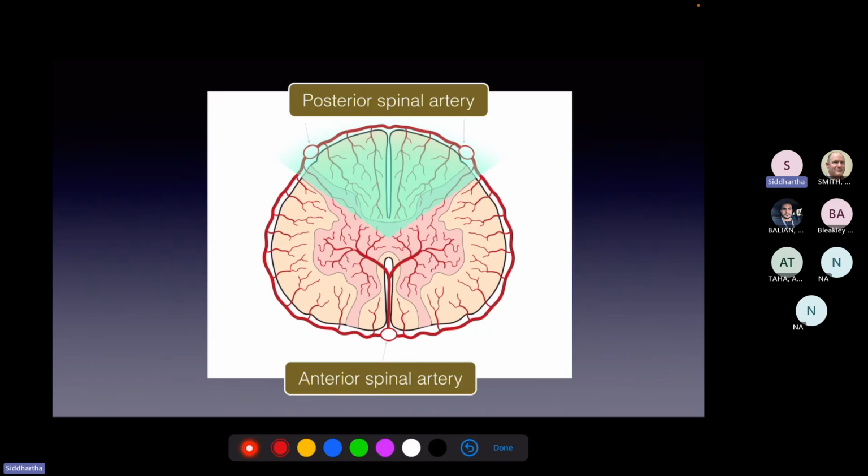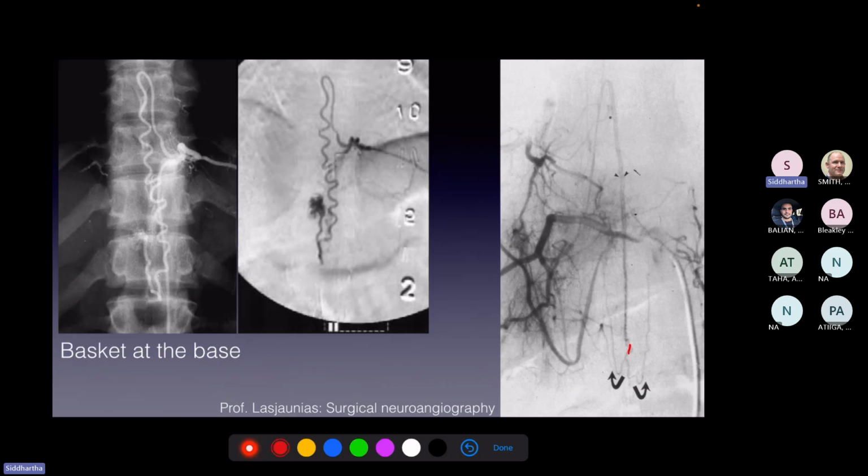Another important point to remember is the basket. So these were the images which we got from surgical neuroangiography. I think I also have some images which I'll show you later on in the presentation. Here, when we inject this artery, it goes down from the basket and then comes back up to supply the AVM. When we do the injection in the anterior spinal artery, sometimes the posterior spinal artery is filling. So the posterior spinal arteries and the anterior spinal artery form a basket at the conus.